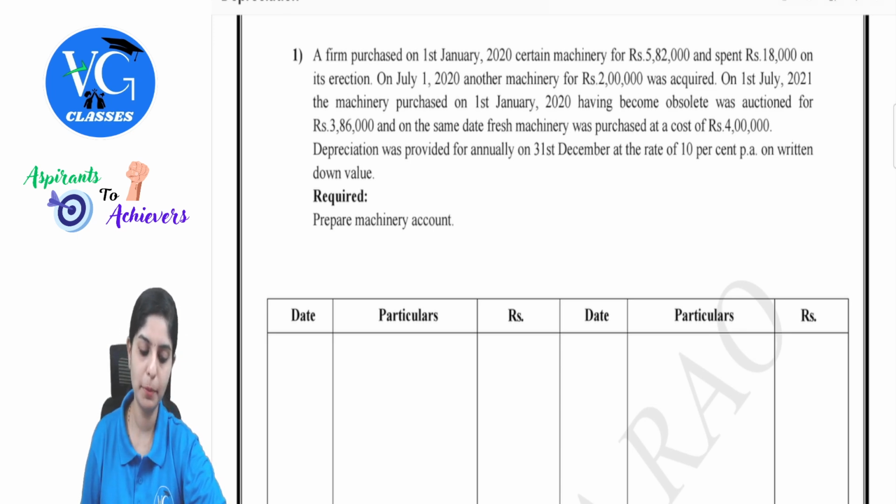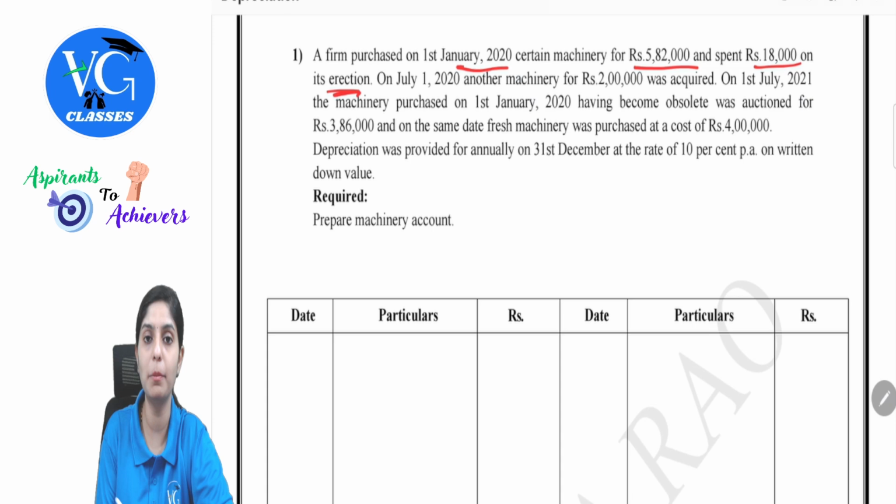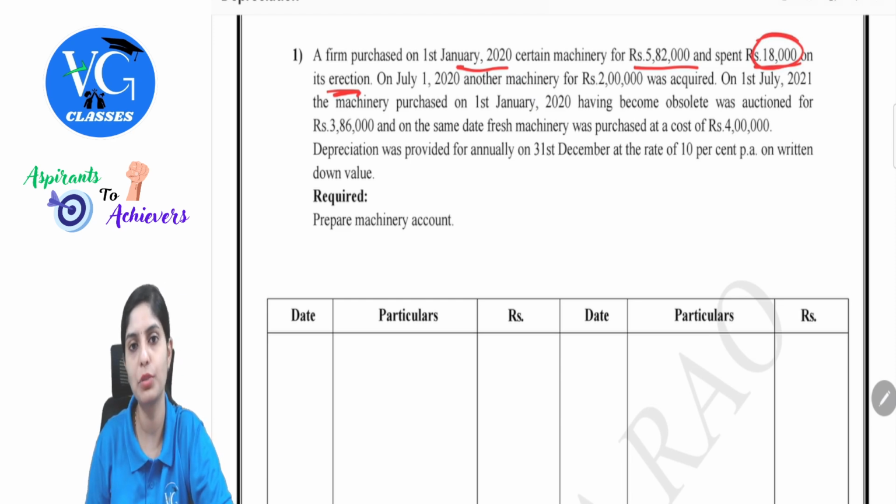First, a firm purchased on 1st Jan 2020 certain machineries for 5,82,000 and spent 18,000 on its erection. Remember what to include in the cost. So this 18,000 should have been spent if I have to use the assets, because it needs to be erected, that is, installed.